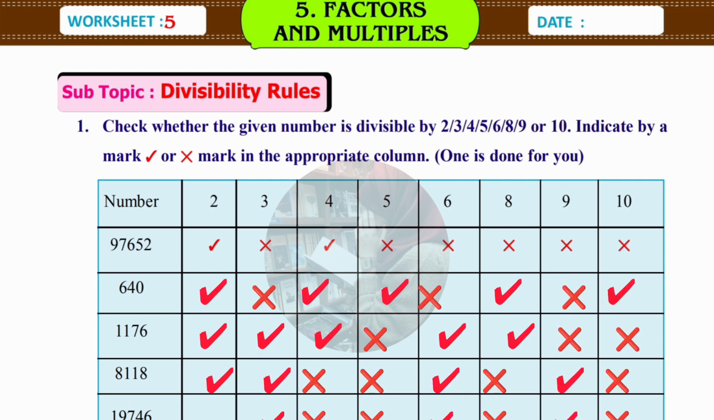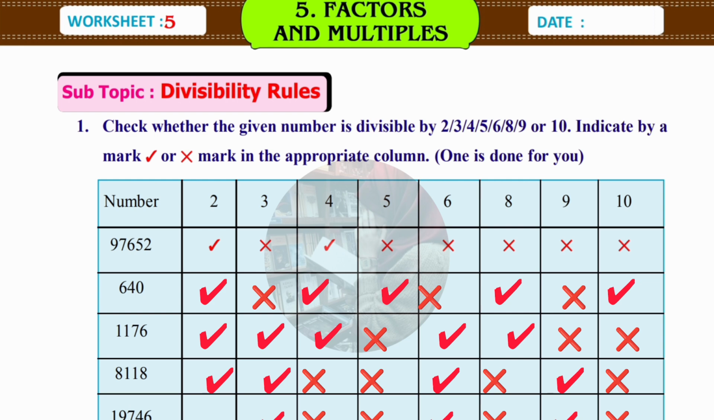The first number they have already given, which is 97,652. As we have 2 in the ones place, it is divisible by 2. Okay, so 2 is an even number, that's why it is not divisible by 3. Let's see if it is divisible by 4 or not. Last two digits are 52, so it is definitely divisible by 4. That's why they have put a tick mark there. Okay, next 5 and 10: the last digit is 0... the last digit is not 0, that's why it is not divisible by 5 and 10. Put a cross mark in both.